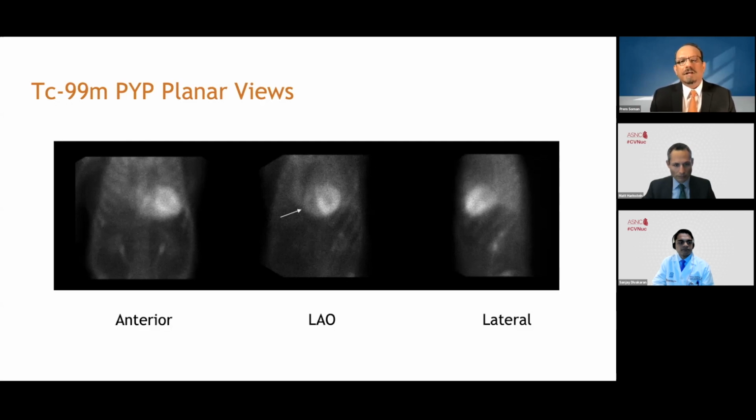In addition to the anterior and lateral views that are widely performed, we also do the LAO view. And you can see here in this image on the LAO view, RV uptake of pyrophosphate can be very nicely demonstrated. I think there is increasing data now, particularly looking at strain analysis and so forth, that RV involvement has prognostic significance in patients with TTR amyloidosis.